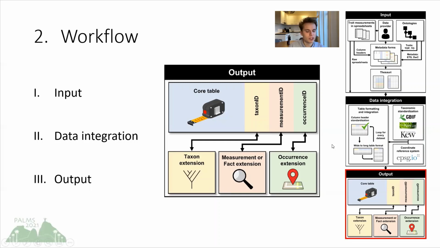This will feed into the outputs, which consists of 4 tables. First is the core table, consisting per row of a species name, a trait value, and a trait unit, as well as a trait ID. So this is then linked through these ontologies. Additional information about these measurements can be found in the 3 extension tables below, and they are linked through these ID columns.